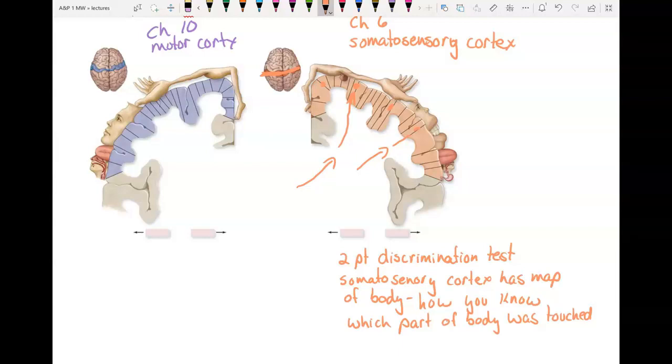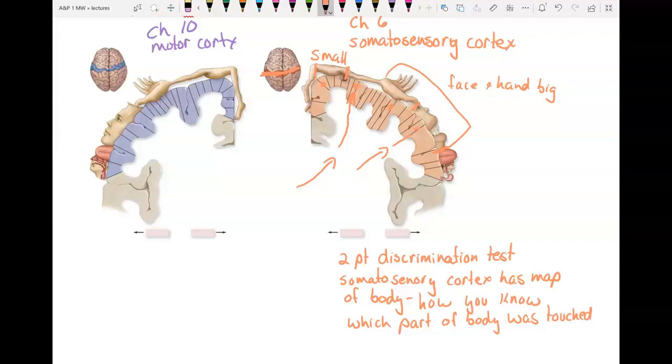Now notice the sizes. The face and the hand are really big. And notice like the arm, the torso, the rest of the body is pretty small. According to your somatosensory cortex, your face, look at the size of the face, is bigger than your whole body, your whole torso put together.